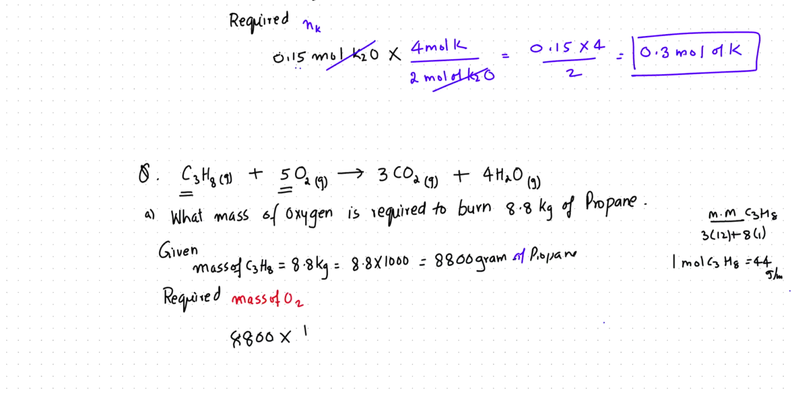So we write properly here. 8,800 grams of C3H8 times, convert into moles. So 1 mole of C3H8, the mass is how much? 44 grams. So 44 grams of C3H8. So we change into moles now. Okay, grams cancel. So this is converted into moles, times the mole ratio. So the mole ratio of propane and oxygen is 5 moles of oxygen, then we need 1 mole of propane.